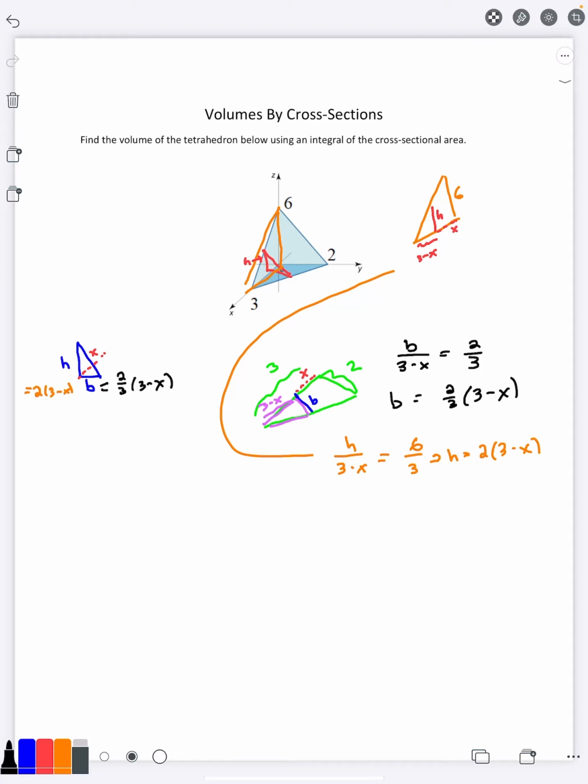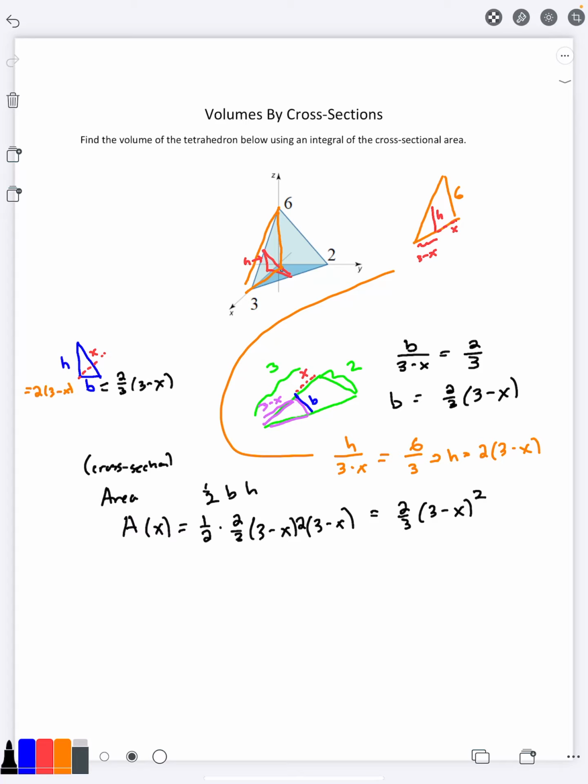Putting that together, the cross-sectional area at any particular x, we can write as a function A of x, is 1/2 base times height, because it's a right triangle. The height was 2 times (3 minus x). And if you simplify this, one of the 2's cancels, and you're going to get 2/3 times (3 minus x) squared.